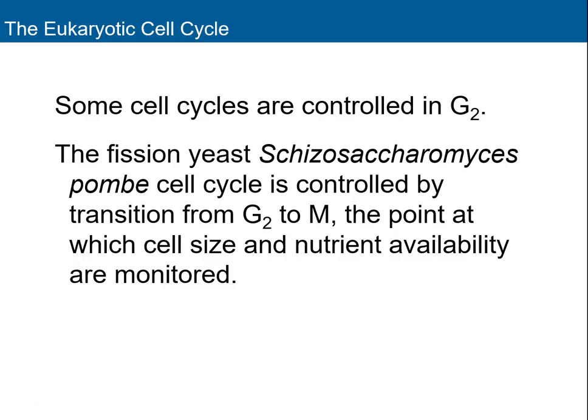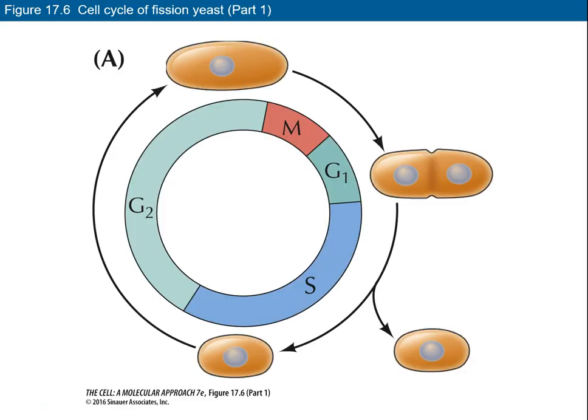All right, now, there are, like I said, other checkpoints as well and other control mechanisms. So some cells are controlled in G2, okay? A specific type of fission yeast is actually controlled by the transition from G2 to M, right? So that's the point where cell size and nutrient availability will be monitored, not at that start signal like we talked about before, okay? So that's what this is showing you here.